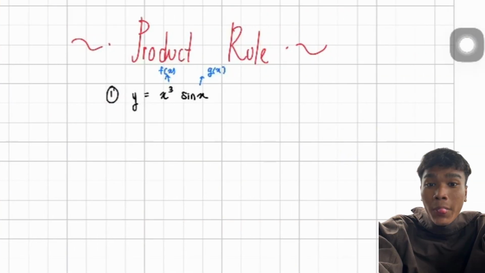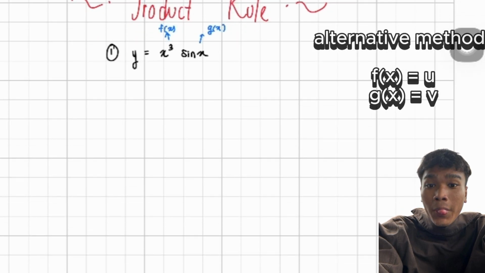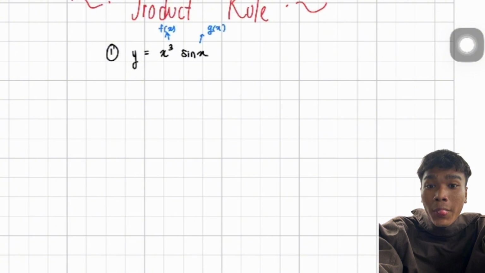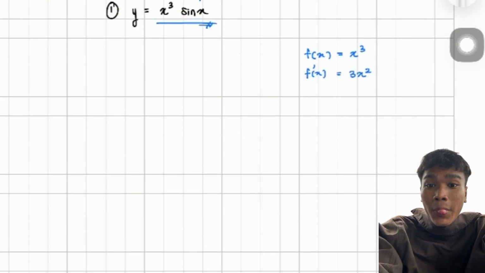For the second question, we use the product rule. First, recognize that the equation y equals x cubed sin x consists of two separate functions, so it must be a product rule. Let the first function be f(x) equals x to the power of 3. The derivative is 3x to the power of 2. The second function, let g(x) equal sin x. The derivative is cos x.